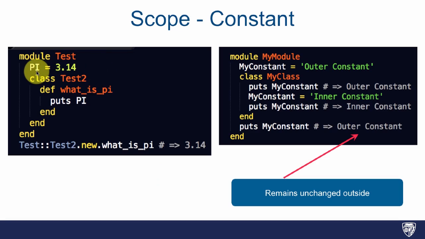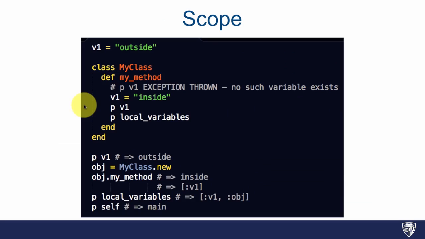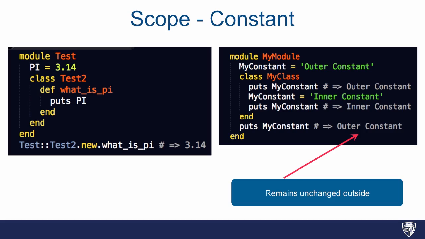Let's say we have a value of Pi, which starts with an uppercase letter, that's all that matters, and you define that as 3.14, and then you want to use that all the way inside the class Test2, inside the method what_is_pi. That's fine because it's a constant. You wouldn't be able to do it with a variable, so in this case you got an exception thrown, but you could do it with a constant without a problem.